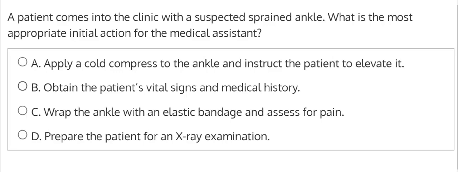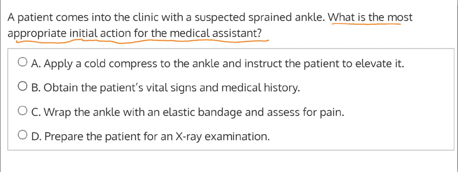A patient comes into the clinic with a suspected sprained ankle. What is the appropriate initial action of the medical assistant? So when we see a question like this, we want to focus on the ending. What is the most appropriate action, initial action, for the medical assistant?